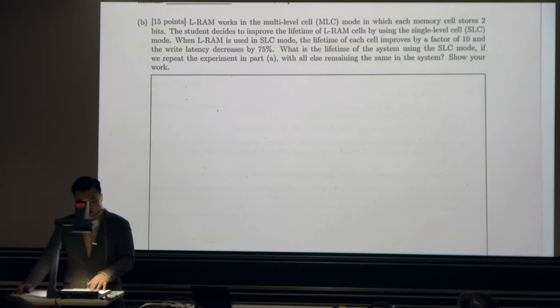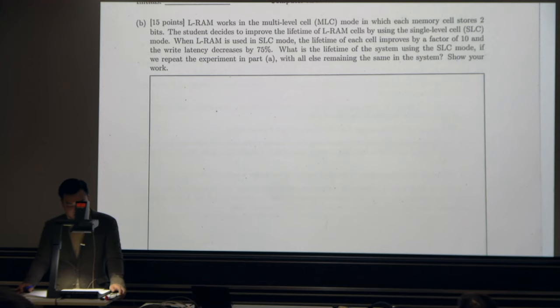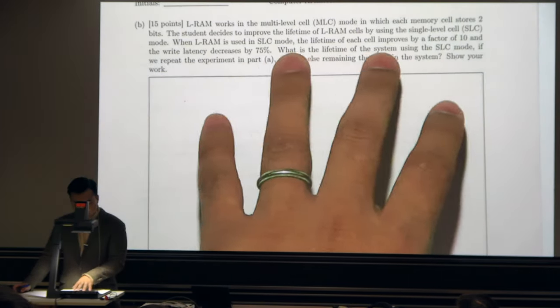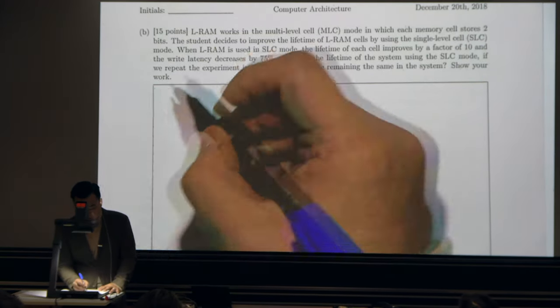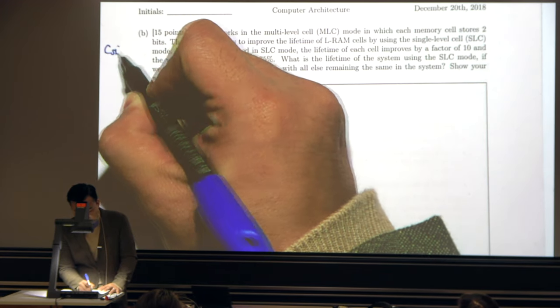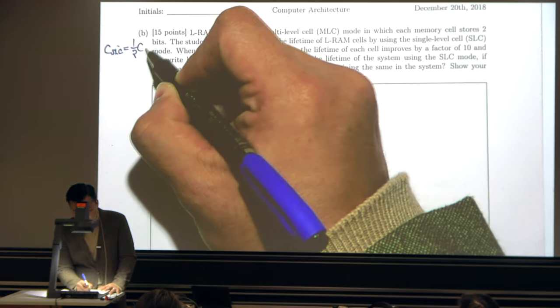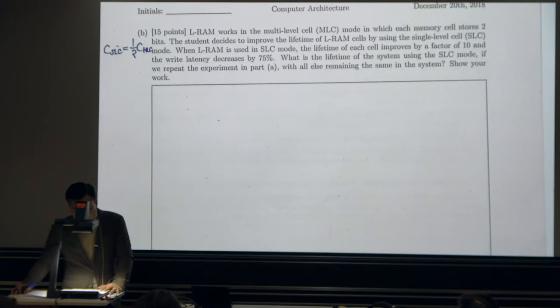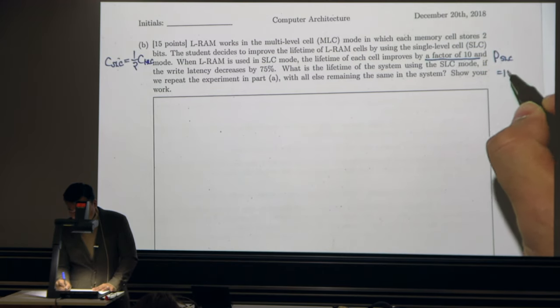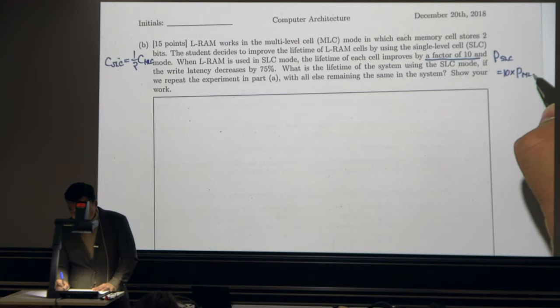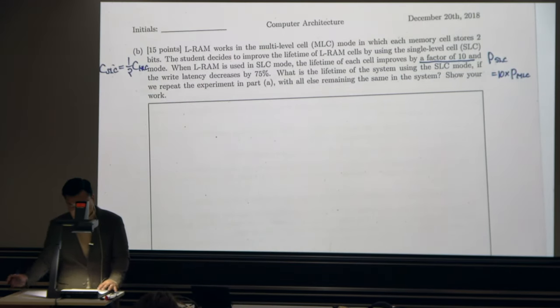And the students decide to improve the lifetime of LM cells by using the single level cell, SLC, mode. So in part A a cell stores 2 bits, but in part B we change the cell to store just 1 bit. It means that the capacity of the SLC LM device is half of the MLC device, right? And when LM is used in SLC mode, the lifetime of each cell improves by a factor of 10. It means the limited program cycle of SLC is 10 times that of the MLC device. And the write latency decreases by 75%.